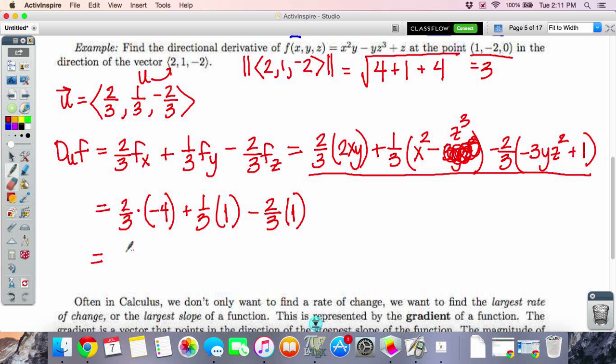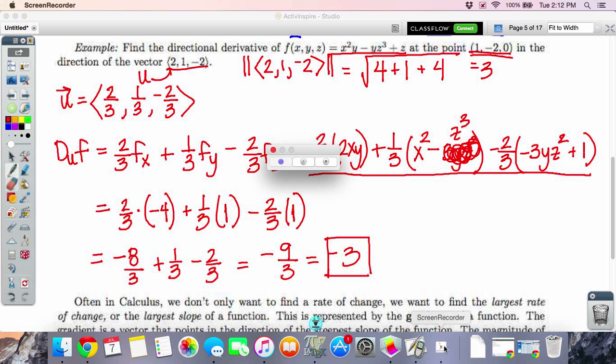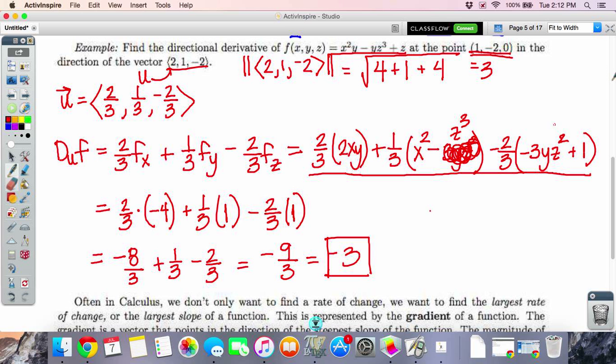And you can verify those things also. So when I simplify all of this, it becomes negative 8/3 plus 1/3 minus 2/3, which gives me negative 9/3. And the directional derivative in this direction at this point on this function is negative 3. So in other words, if I'm standing at this point on this function, looking in this direction, I'm looking downhill with a slope of negative 3. So that's what the directional derivative gives us.